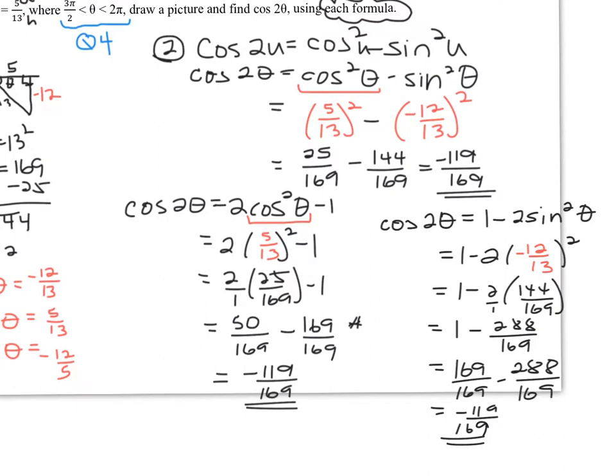All right, let's take a look. I did 1 minus 2 sine squared theta. And remember, sine was negative 12/13, but when you square that, you get positive 144 over 169. The 2 out in front, I doubled the numerator and got 288. And then we had to get the common denominator again. 169 minus 288 matches with all the others to give us negative 119 over 169.